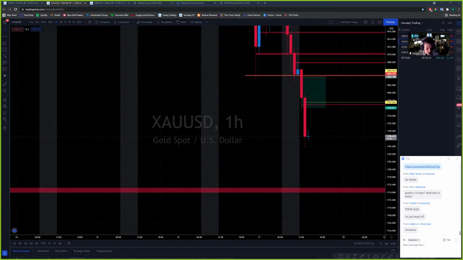ICM commission is rubbish. They show low spread, but their commission kills you. Well, their commission is just like anybody else's. It's $7 a lot.